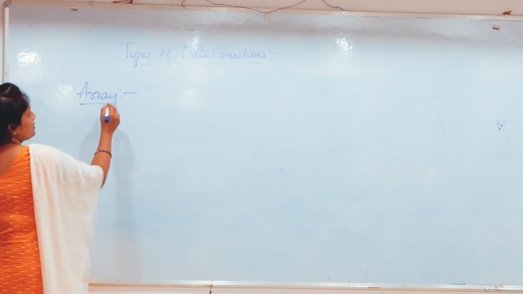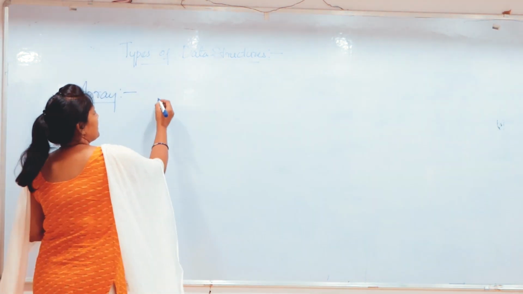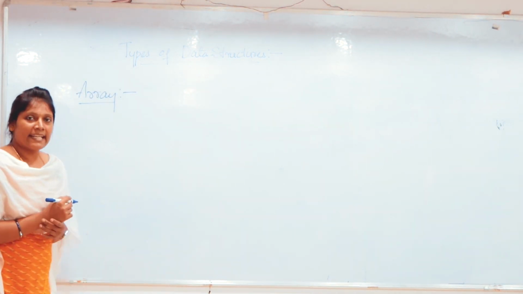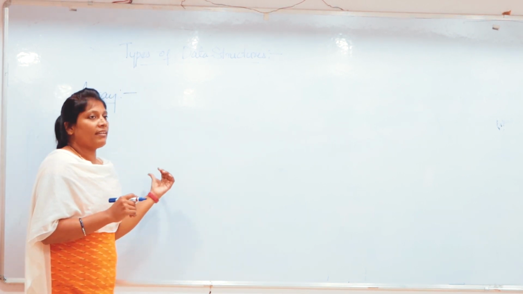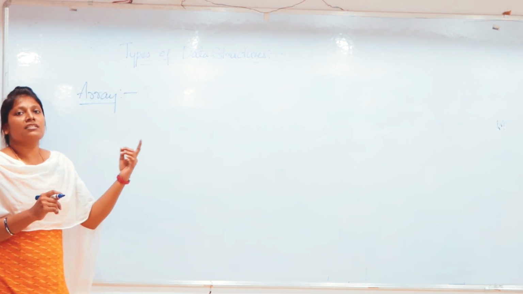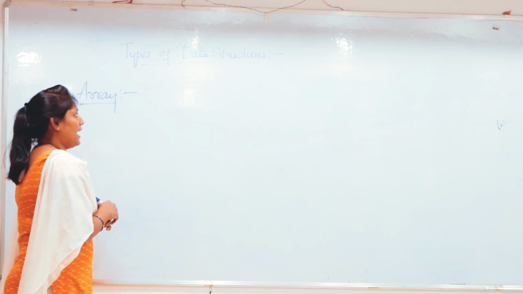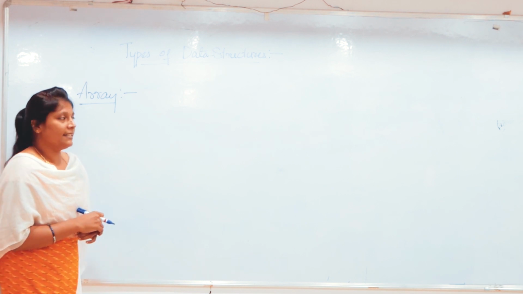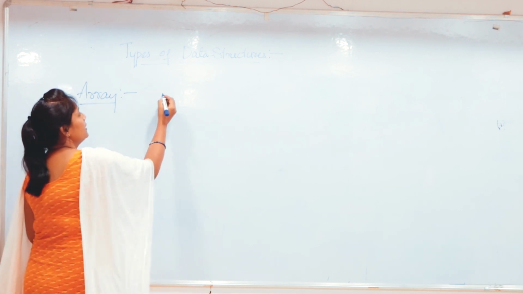Let us see first the definition of an array. Array is a data structure which stores the data in a sequential order which consists of a common name with a consecutive memory location. That is the definition of an array, and let us see the syntax or definition. I will write.